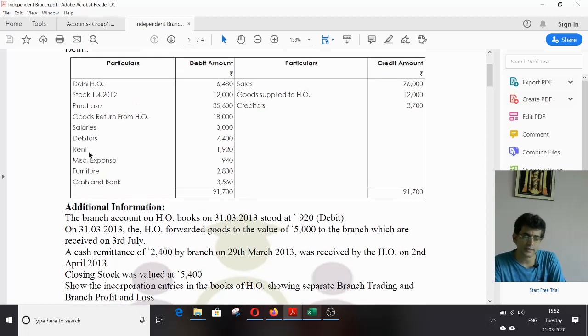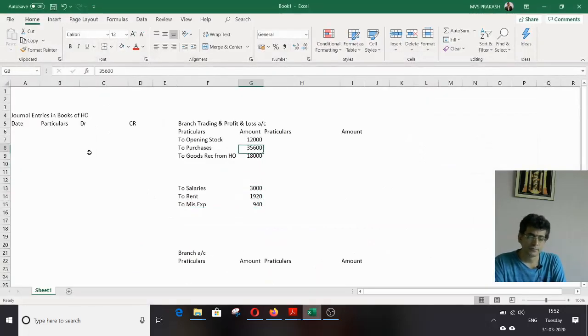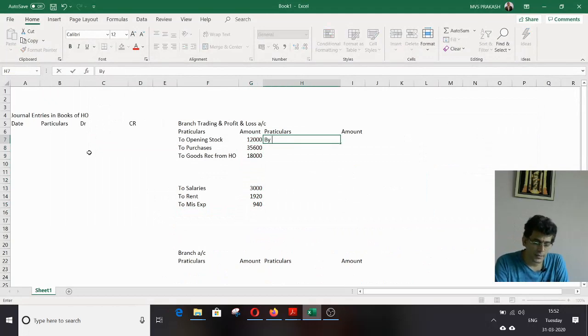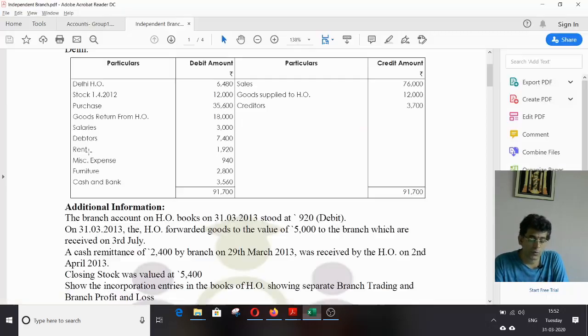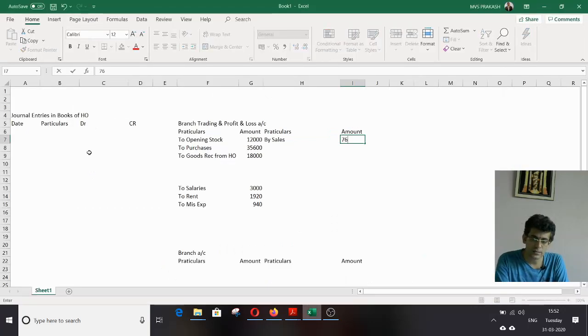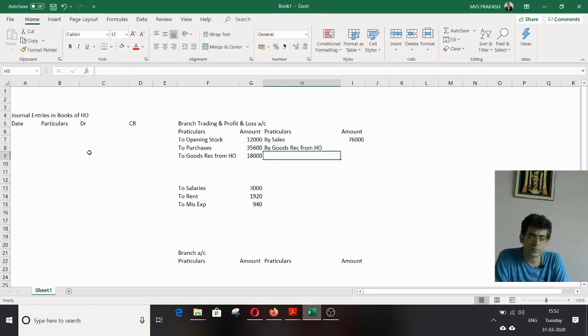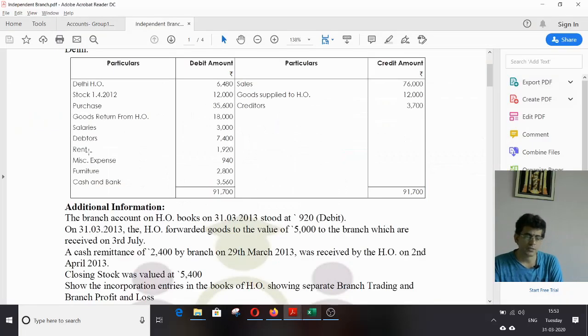Then let us come to the credit side. What is this? Sales. So by sales amounting to 76,000. By goods received from HO. You received some goods from HO and you are returning them back, so ultimately amounting to 12,000. Creditors will be considered in the balance sheet and the same thing will be brought into the head office books, that we will pass the entry later. So apart from 5 transactions, all the transactions are said to be incorporated.